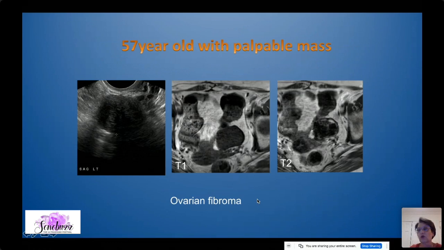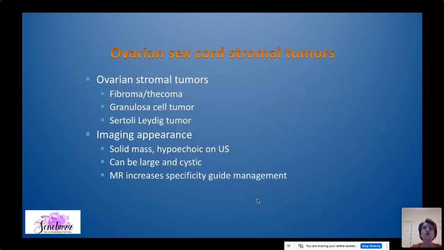like a fibroma. Also, if you do diffusion and contrast, that will again confirm that this is an ovarian fibroma. And so ovarian fibroma is part of the ovarian sex cord stromal tumors, which are less common. And they include fibroma and thecoma, granulosa cell tumor, and Sertoli tumors. They can be solid and hypoechoic, but they can also be large and cystic, particularly granulosa cell tumors. And again, MR increases specificity and helps guide management.